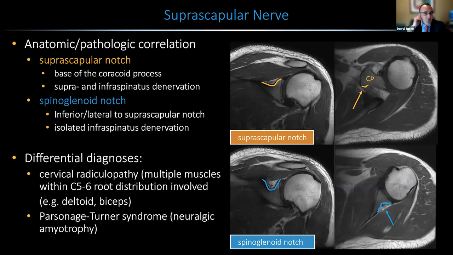The differential diagnosis for involvement of the supra and infraspinatus muscles, or sometimes just one or the other, would include a cervical radiculopathy. For cervical radiculopathy, one would see multiple muscles within a C5-6 root distribution involved, either multiple C5 innervated muscles or C6 innervated muscles. For example, the deltoid and biceps get contributions from both. The other differential diagnosis is Parsonage-Turner syndrome, also known as neuralgic amyotrophy.